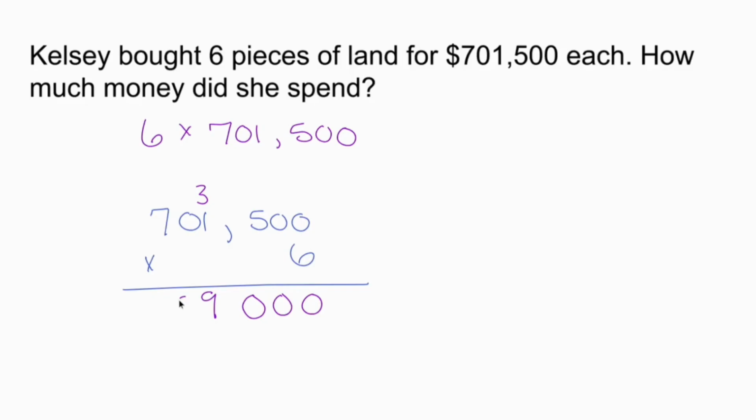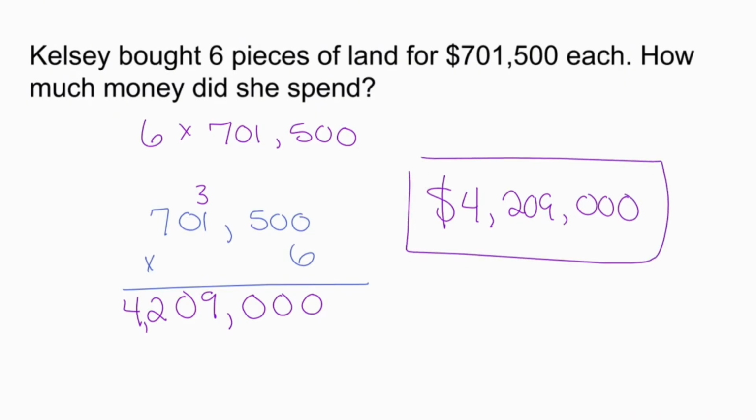6 times 0 is 0. And 6 times 7 is 42. So since that's our last digit, we're going to write all of 42 out. Now we count from the right, 1, 2, 3, comma, 1, 2, 3, comma, and we end up with 4,209,000. Now, since this is a word problem and it's asking how much money did we spend, we're going to say $4,209,000. And that is how much Kelsey spent. Kelsey's rich.